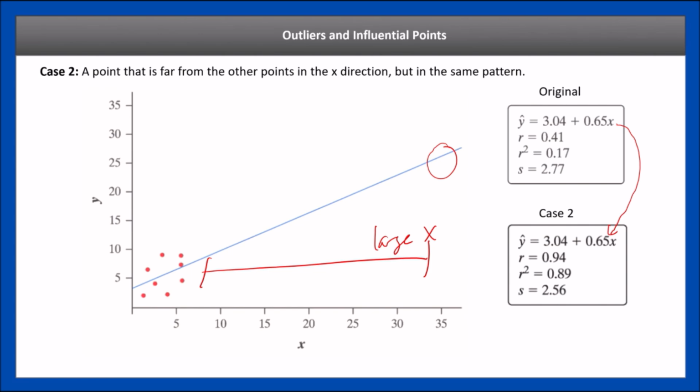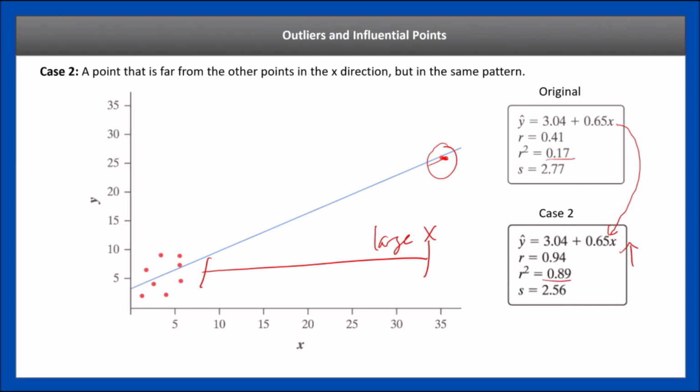However, because it's an influential point, it actually immensely increases the r, because now we have a point that's so close to the line, it's making the r values really high, which is a really good thing, right? So this point is actually helping us get a better model. And then it increases the r squared immensely as well.